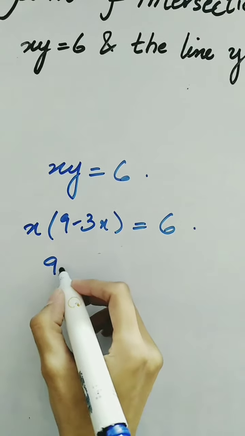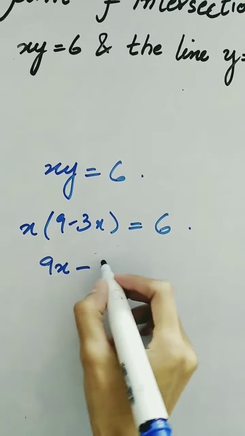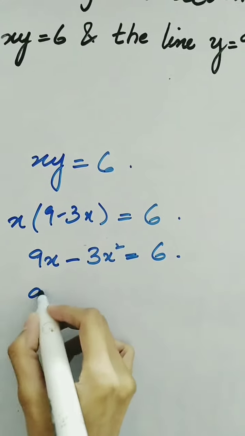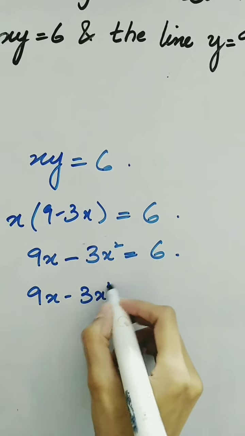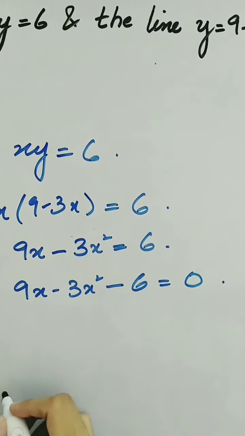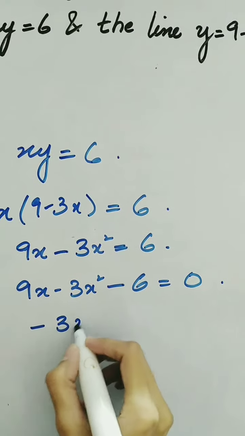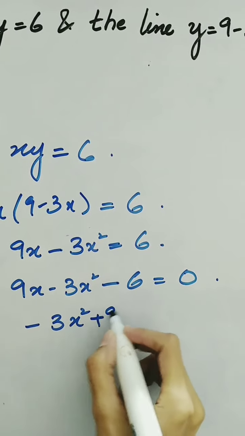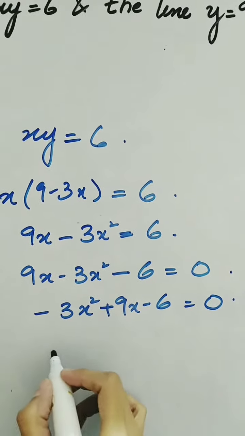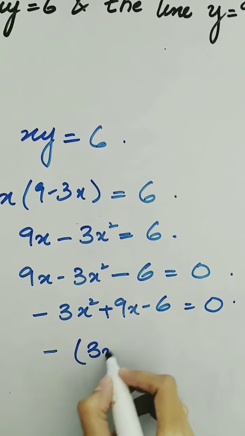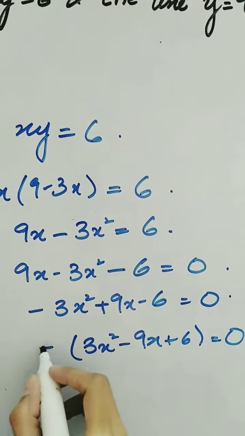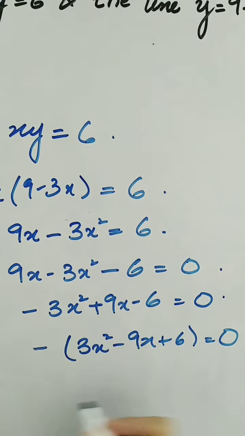This x is going to multiply with this bracket and it will become 9x minus 3x squared is equal to 6. We will take this 6 out from here and it becomes minus 6 is equal to 0. Now on arranging, we have minus 3x squared plus 9x minus 6 is equal to 0, or we will take minus common here. So we have 3x squared minus 9x plus 6 is equal to 0, and this minus goes here and cancels out.